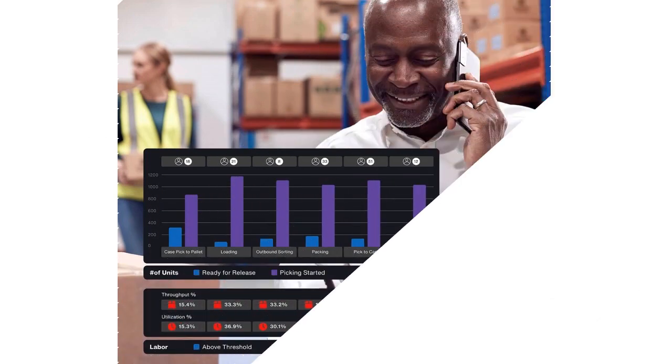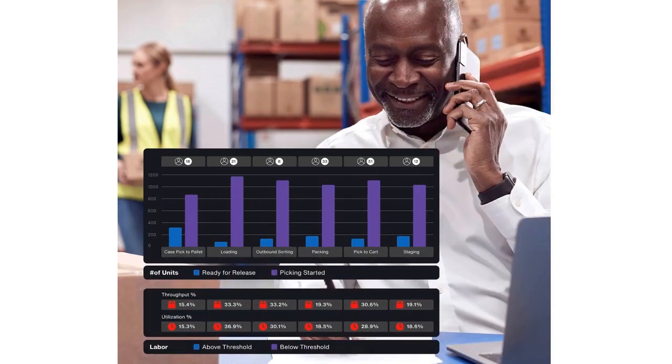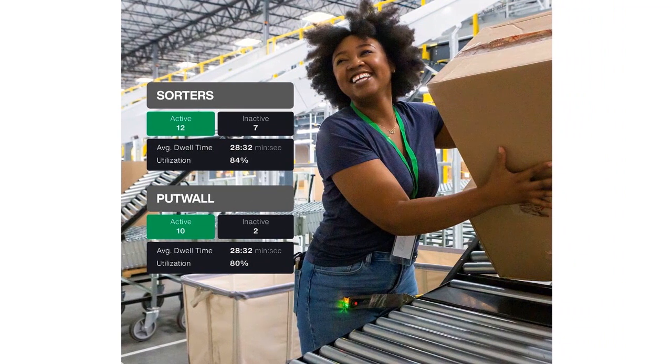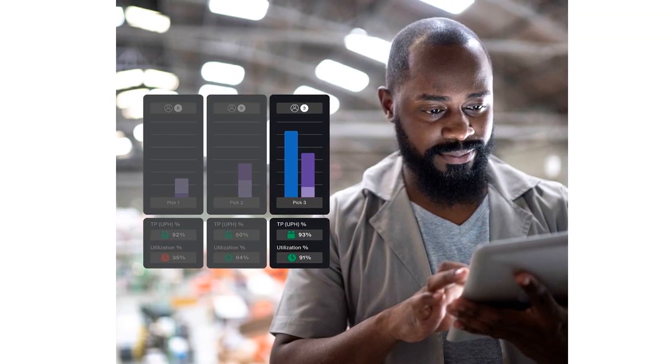So that's the first screenshot. The second screenshot. The third screenshot. The fourth screenshot.